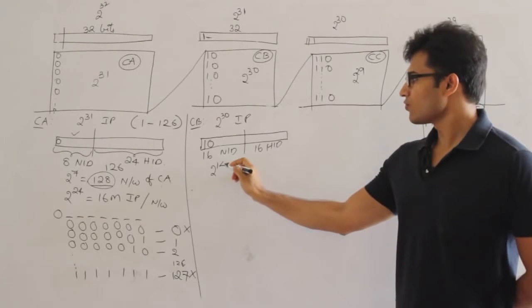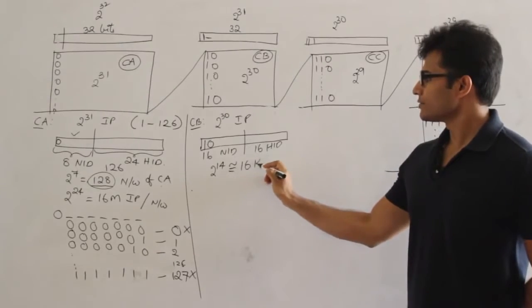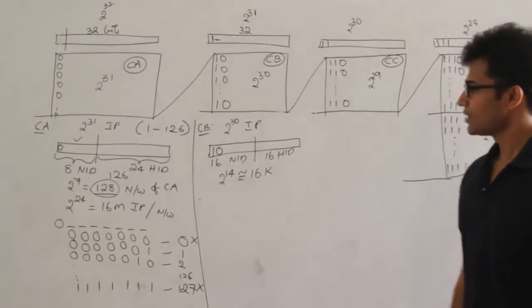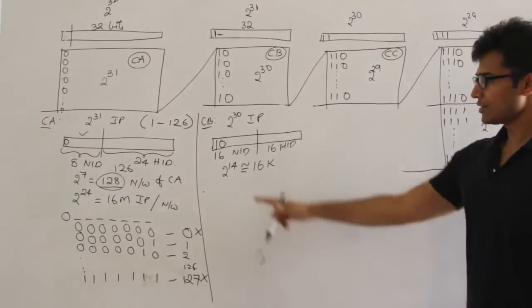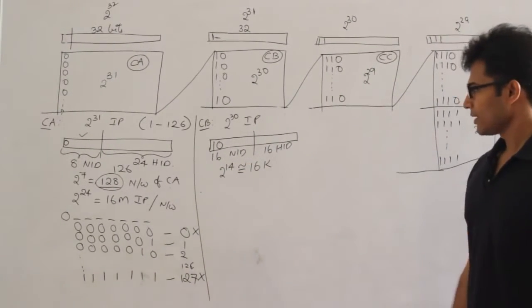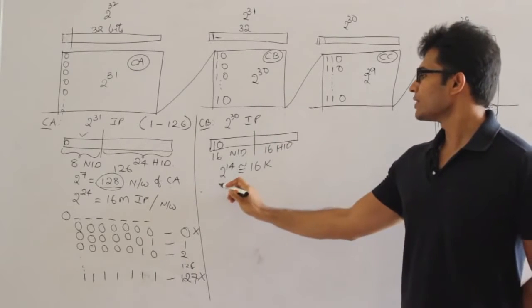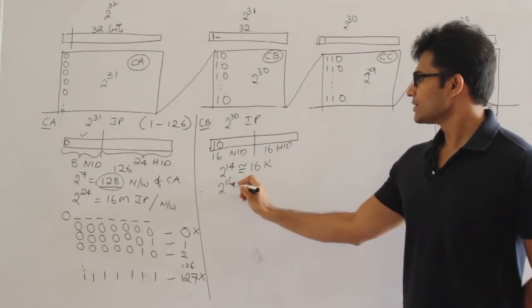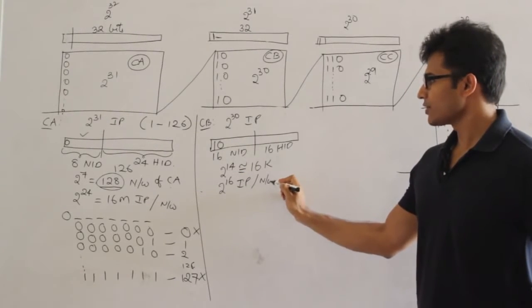It is 2 power 14, which is nearly equal to 16,000, right? Roughly 16,000 networks. So in class B, the number of networks is 16,000, which is 2 power 14. And if you buy any class B network, you get 2 power 16 IP addresses present in one network, right?